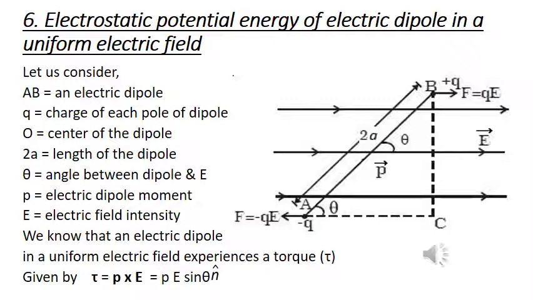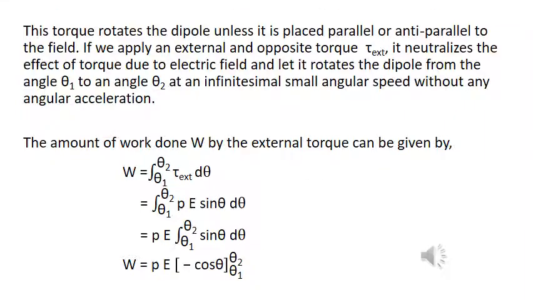As we know that in a uniform electric field, an electric dipole experiences a torque which is given by P cross E or PE sin theta n cap. Here n cap is showing the direction of torque which will be perpendicular to both electric dipole moment and electric field intensity. Now this torque rotates the dipole unless it is placed parallel or anti-parallel to the electric field.